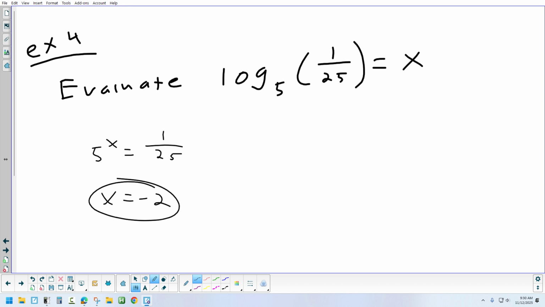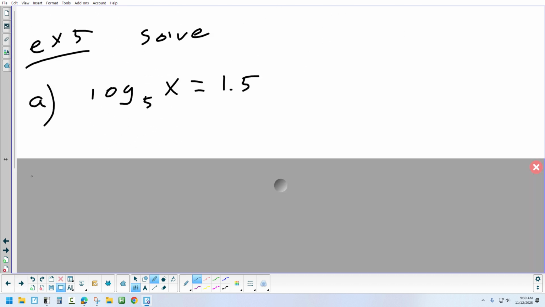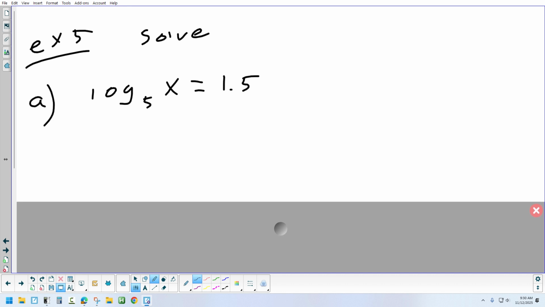Again, what would you do if it wasn't a 25? Like if it was a 26 or a 27? We're gonna get there. All right, let's try this one. Log base 5 of x equals 1.5.